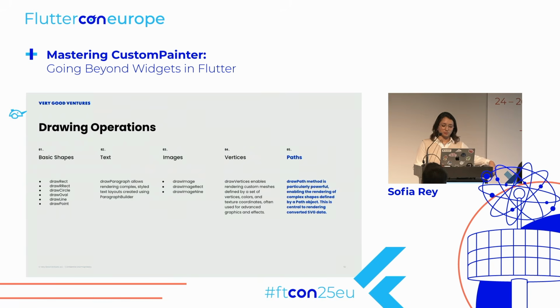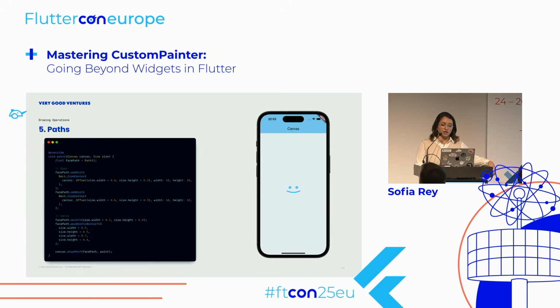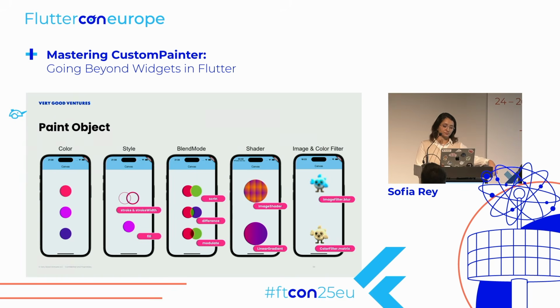And last but not least, we have paths with the drawPath method. To draw paths, we have to create a path object, then add a bunch of stuff to it, what we want to actually draw. And lastly, we call canvas.drawPath with that path. In this case, for this smiley face, I added 2 ovals for the eyes and a curve for the smile. We'll talk more about this later.